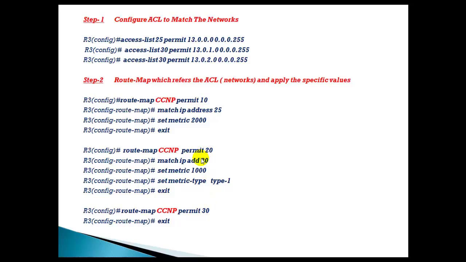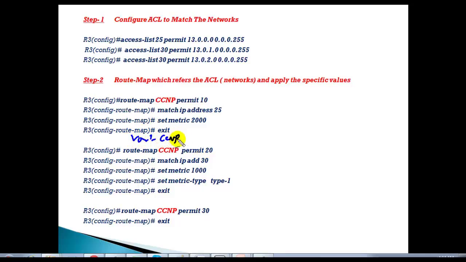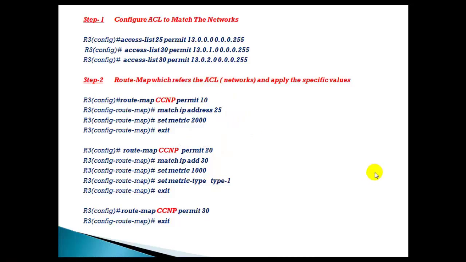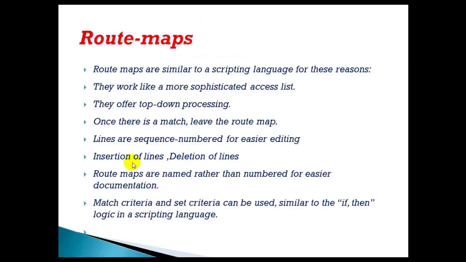That is for easily editing. So if you want to add any line in between, you can create one more route map statement with the same name, and I can say permit 15. So it will automatically come in between. That's for easier editing, insertion of lines and deletion of lines. We can edit the lines, and we can easily delete the lines as well.